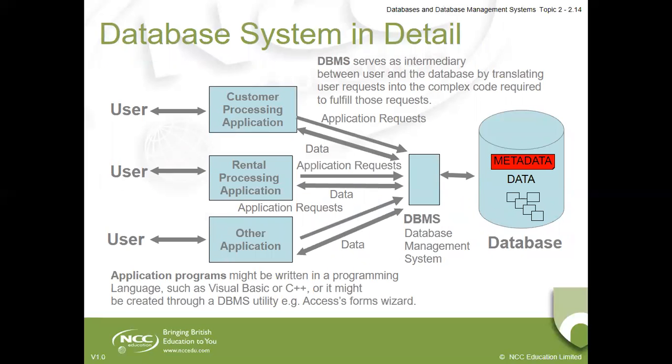As you can see, that's a more detailed one. The DBMS serves as an intermediary between the user and the database by translating user requests into the complex code required to fulfill those requests. Then let's look at the customer processing application. It's two-way. A customer can send an application, a request, to the DBMS. Then the DBMS can send back data. The DBMS is getting it from the metadata. Have you seen where there is metadata? Yes, in the database itself.